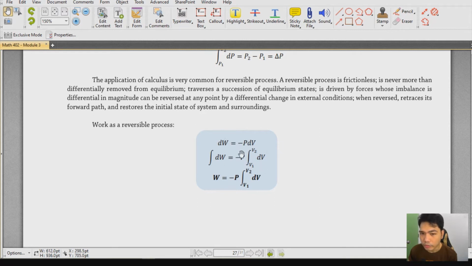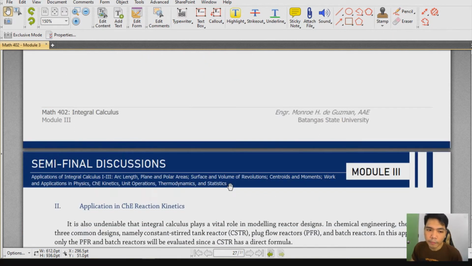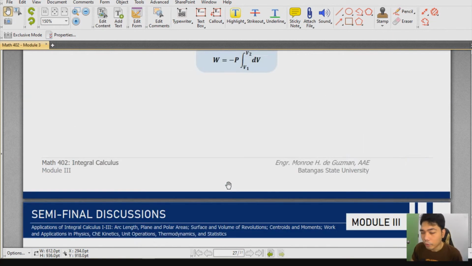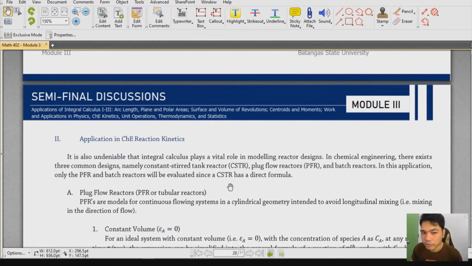So you have to remember this formula, and then you can integrate both sides, and then you'll be getting negative P, the integral from V1 to V2 dV. So that's just the general formula for our work, and we'll be considering work in this case. The work in thermodynamics and physical chemistry is simply given by negative P, the integral of dV from V1 to V2.